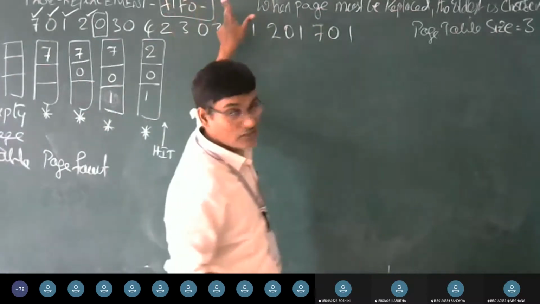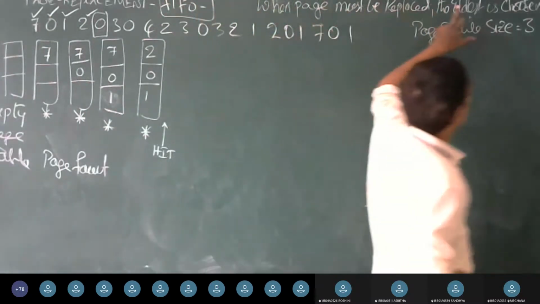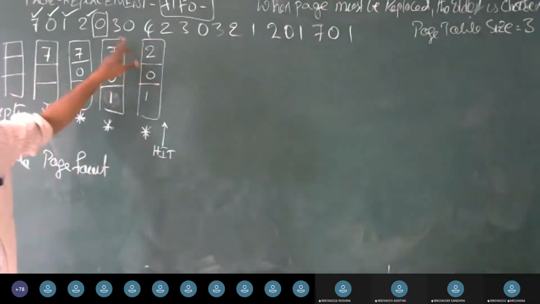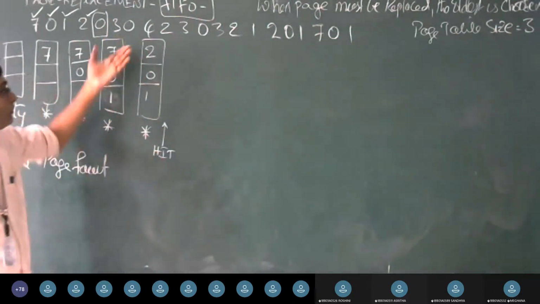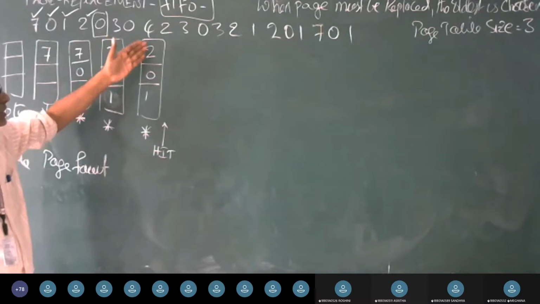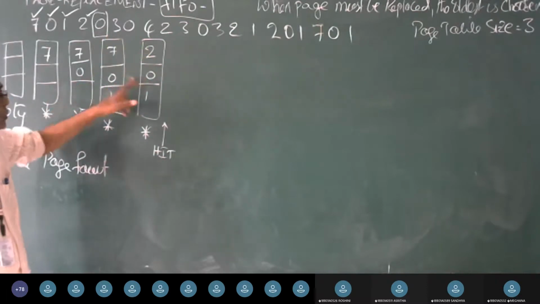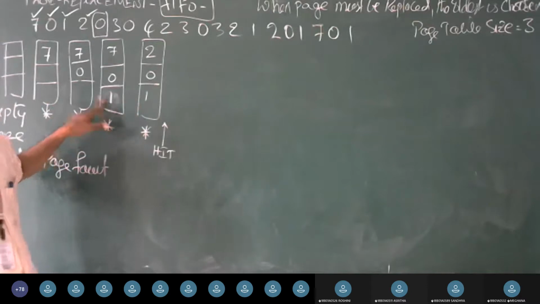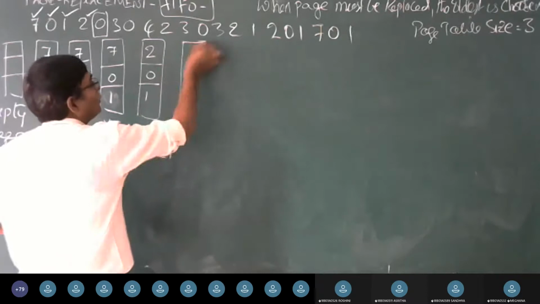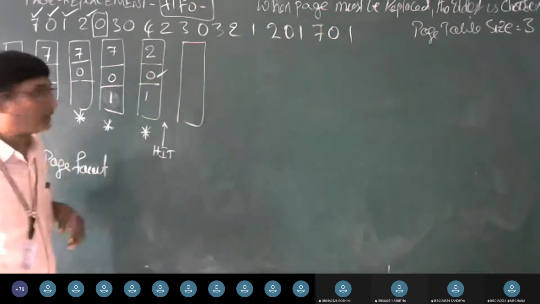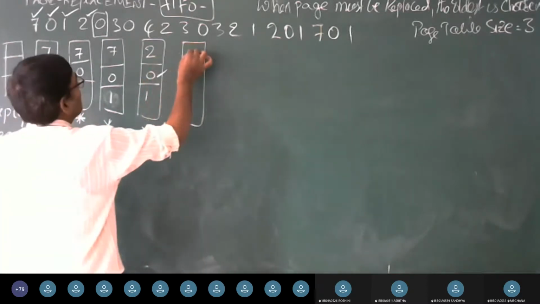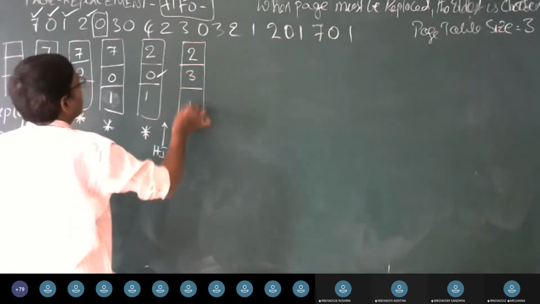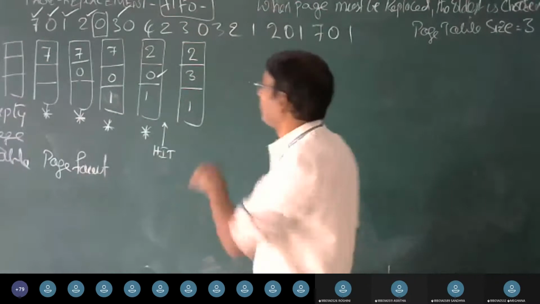How can I use first in, first out? When a page must be replaced, the oldest one is going to be chosen. So which one has been in the page table for the longest time? Just now, value 2 was entered. 0 has been there longer, and 1 is newer. So in this case we can replace the 0th element, giving 2, then 3, then 1. That is how we are going to manage.